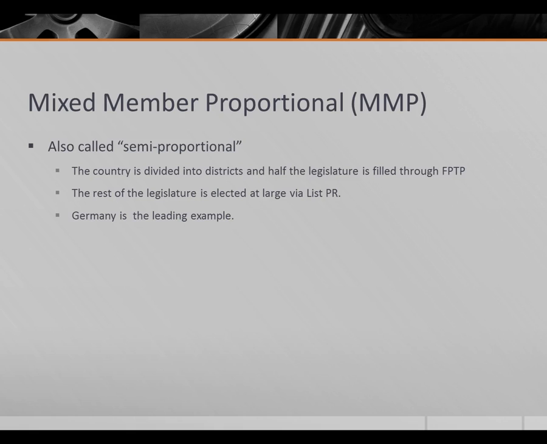And the semi-proportional system means that you have two votes. You vote once for a party and once for a candidate, and the candidate doesn't have to be from the same party as you voted for in the national election. So each individual has two votes and votes once for a local representative and once for a party that represents their interests nationally. And this is a way of kind of combining a concern for local interests with a concern for national interests.